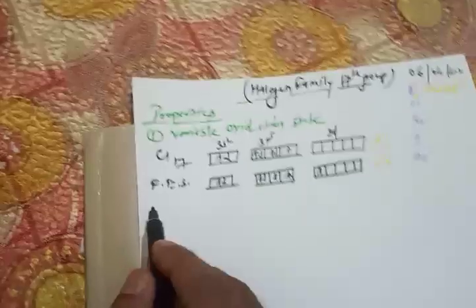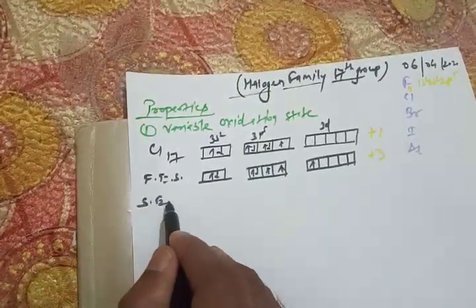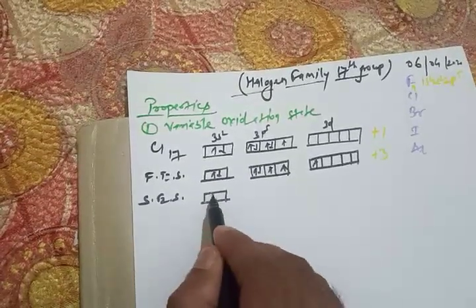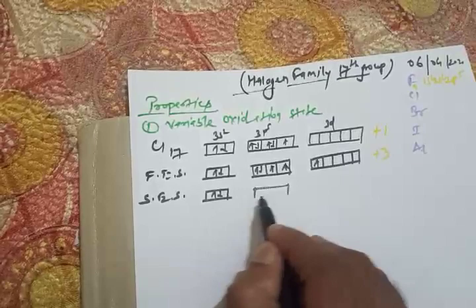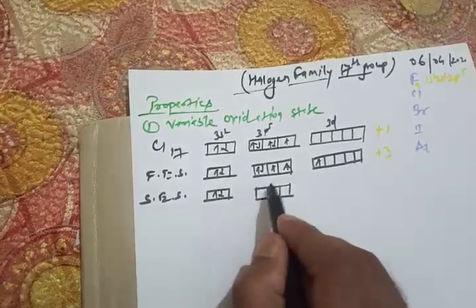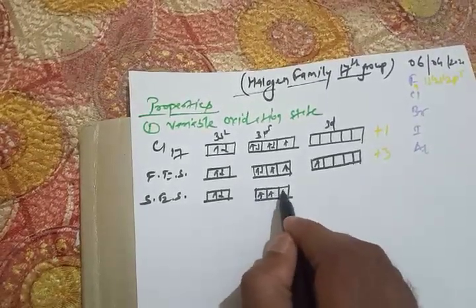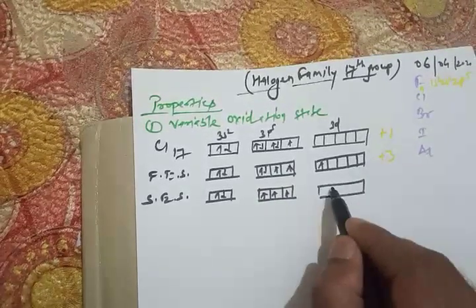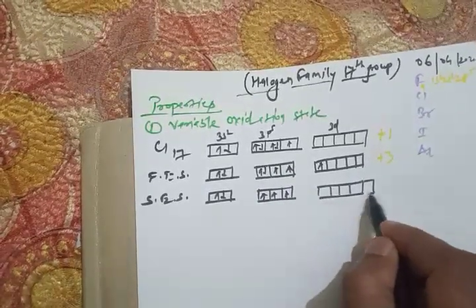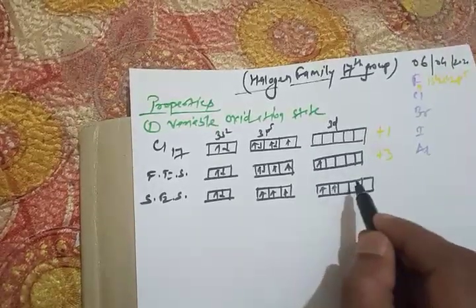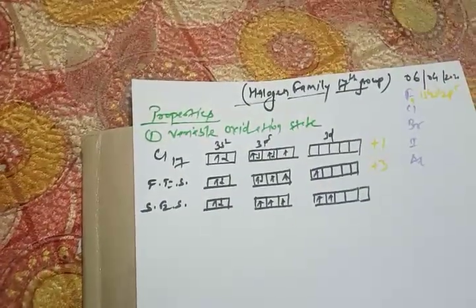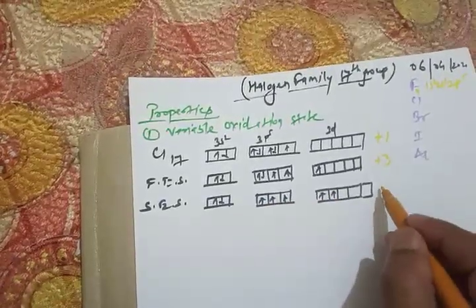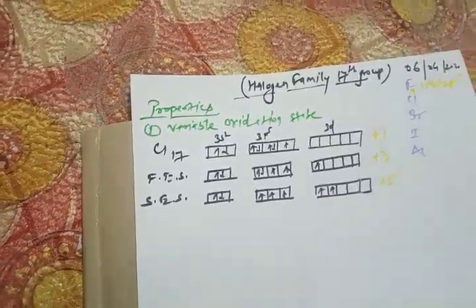Similarly, we can go for the second excited state. In this case, what will happen? Another paired electron from the p orbital, we have one more p electron paired in the p orbital, this one, will jump to d. So here we have one more electron in the d orbital. In this case we have 1, 2, 3, 4, 5 unpaired electrons, so the oxidation state will be +5.